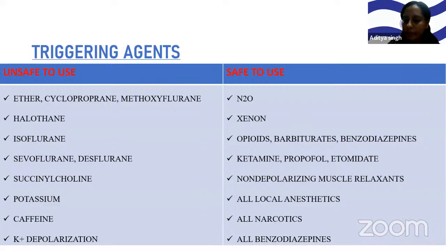So, what is the treatment part of malignant hyperthermia? First thing is call for help, avoid all the anesthetic triggers, and control the hyperthermia, optimize ventilation. And then the definitive therapy is dantrolene sodium.